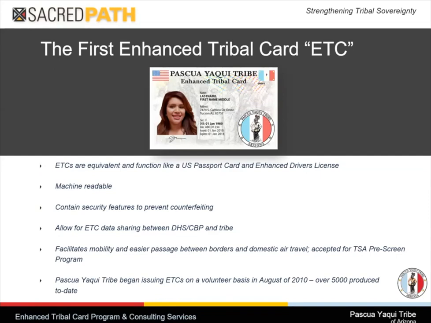And some of the benefits for the Pascua Yaqui tribe and other tribes of having an ETC is that, first and foremost, it's a secure form of tribal identification card. It's also equivalent to a US passport card, and it reads the same way with the same technology. Our card contains 5 embedded security features, not all of which are visible to the naked eye. It's also machine readable. Our ETC card is accepted for domestic air travel and also passage across the US borders by land and sea. And it's also accepted for the TSA pre-screen program when you want to enroll in that program.